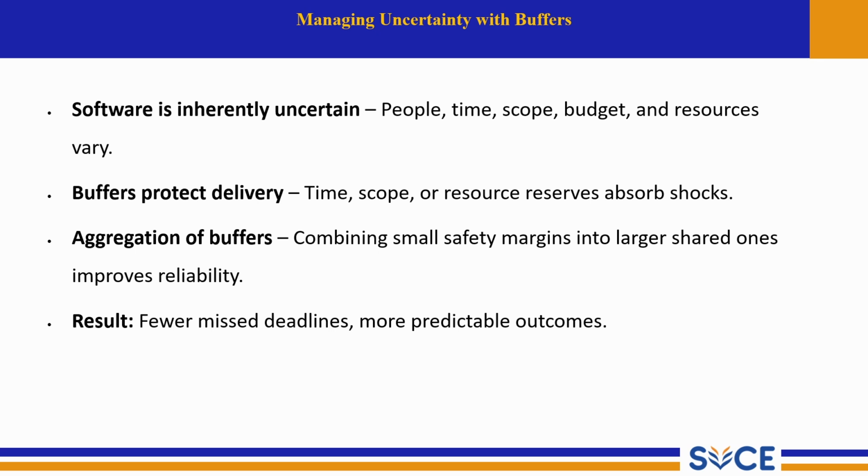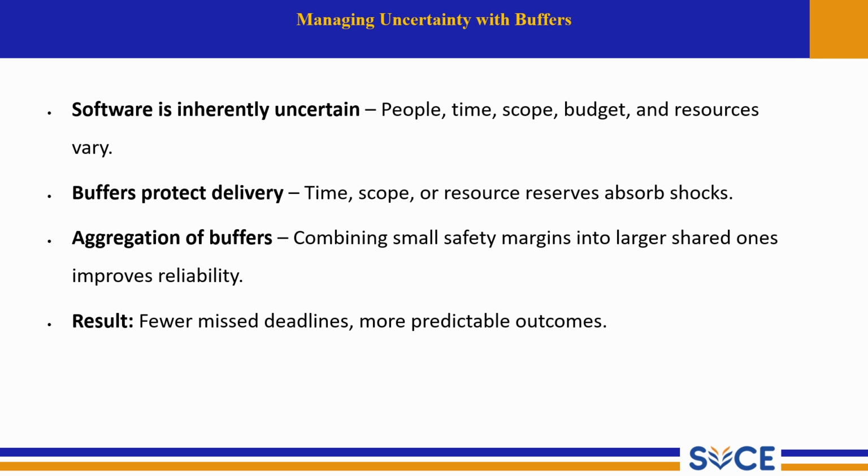And next one is the aggregation of buffers. Instead of giving each task its own safety margin, Agile combines the buffers at the project or sprint level. This shared buffer reduces overall risk and prevents each team member from adding unnecessary extra time to tasks. It results in better planning and improved efficiency.